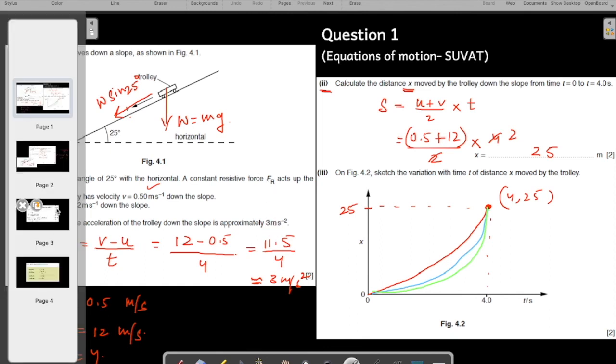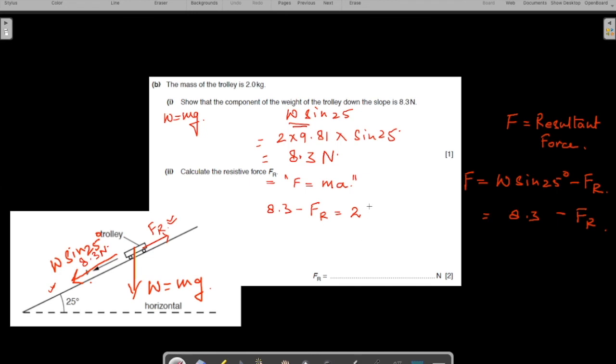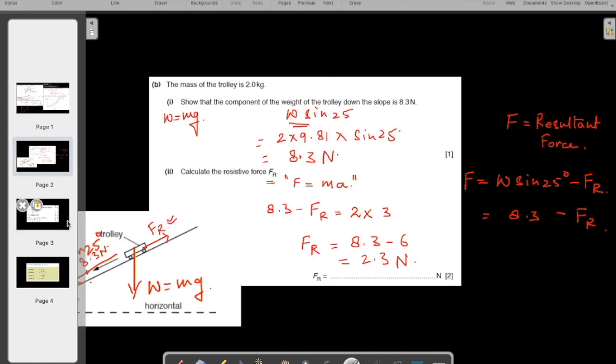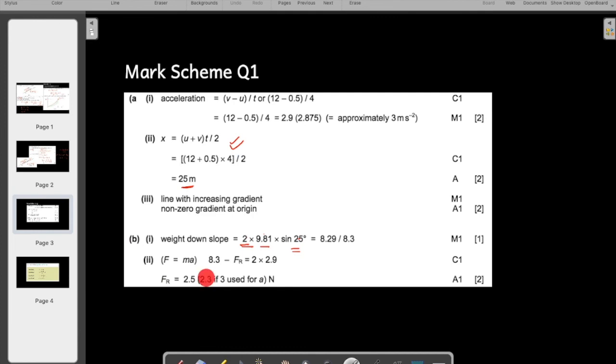So let us take this value into 3. So how much is the resistive force? 8.3 minus 6, which is 2.3 newtons, and this should be your answer. Let us tally with the mark scheme. Yes, they are taking acceleration not as 3, right? They are taking it as 2.9. If you are working with 2.9, you will get the value of the resistive force as 2.5, but 2.3, whatever we have done, is also correct if the acceleration is 3.